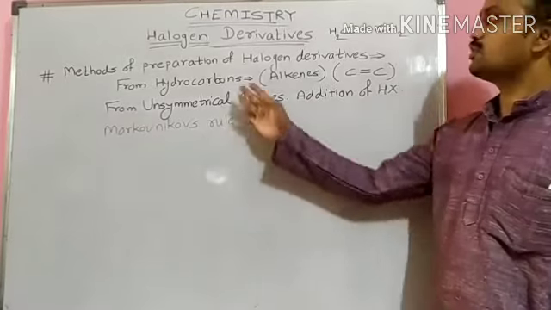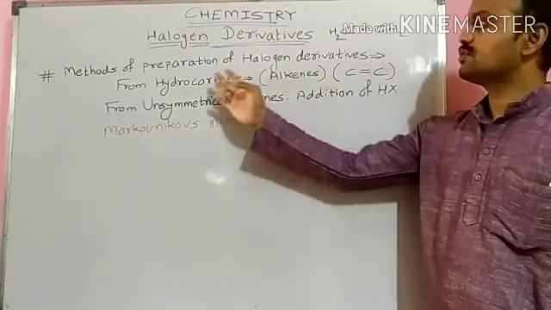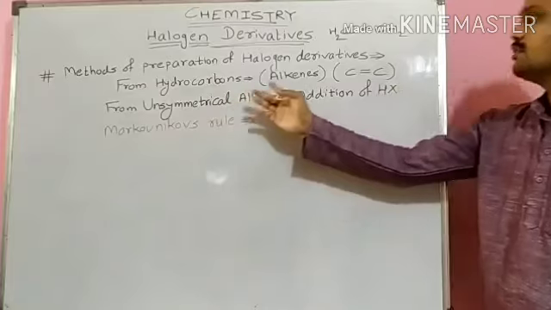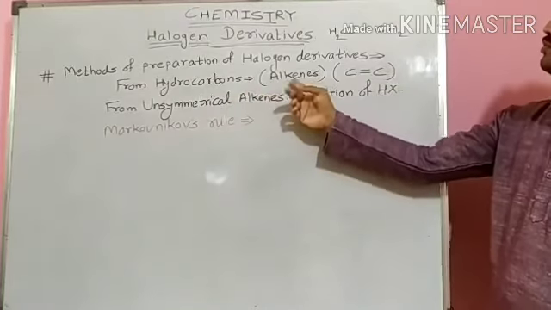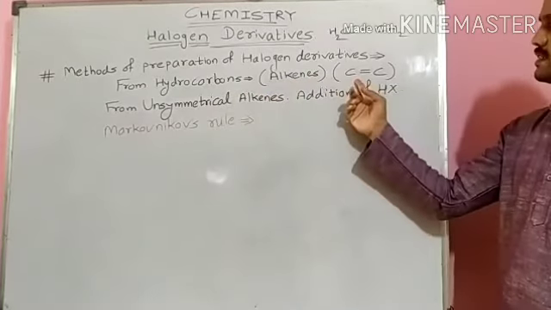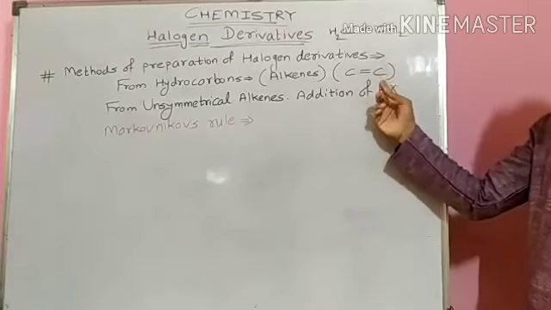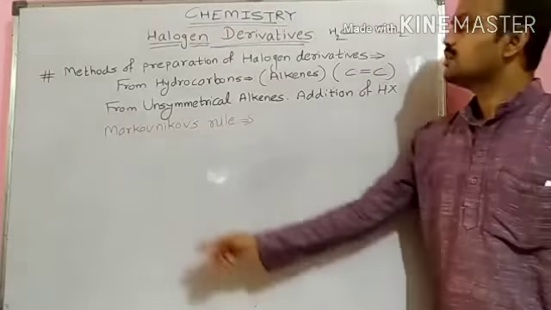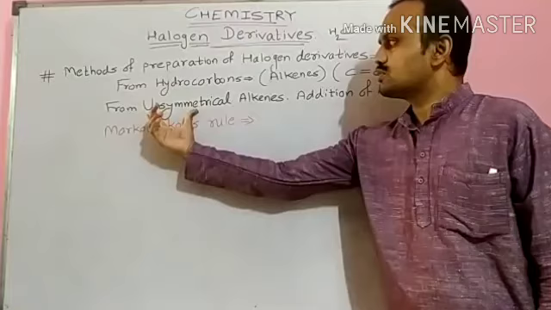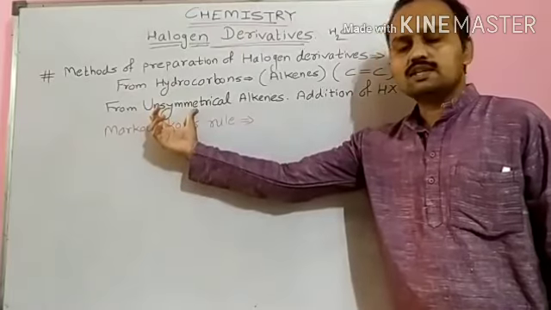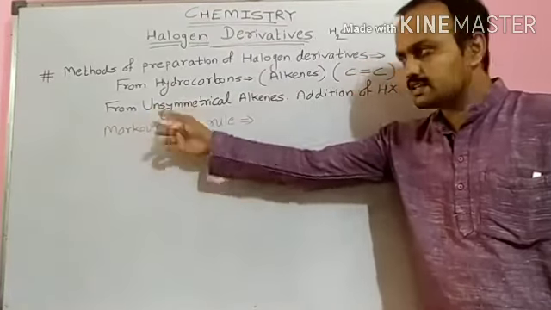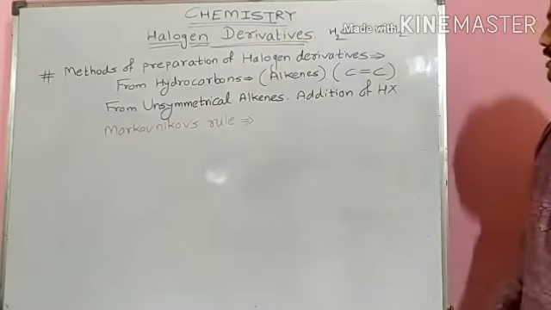We have another method of preparation of halogen derivatives from hydrocarbons only, but in this example we have taken particularly alkenes, for which the carbon-carbon double bond is the functional group. As you know students, there are two types of alkenes. One is symmetrical alkenes and the other is unsymmetrical alkenes.